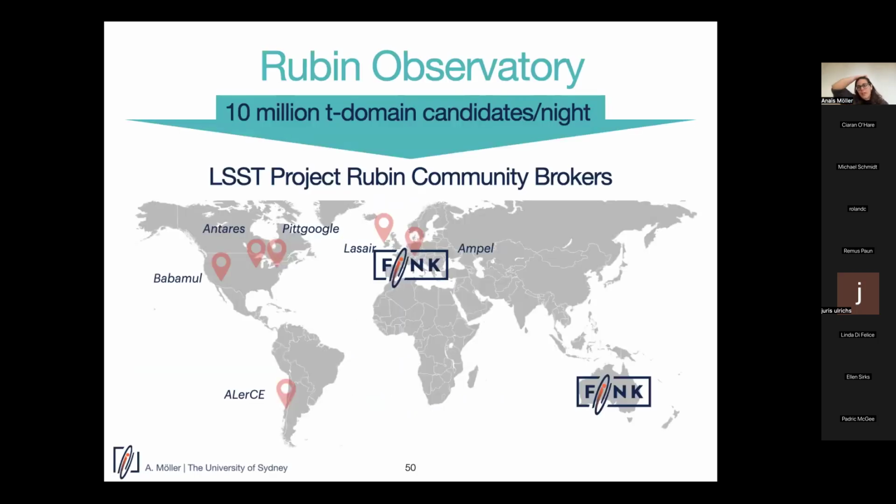So how does it work? We have 7 brokers around the world that will receive the same data, but each of us has a different community, a different way of processing the data. And today I'm going to tell you, of course, about Fink. We are deployed in France, in the supercomputer center in Lyon, supported by CNRS. And of course, I'm one of the PIs, so there is a strong Australian component here.